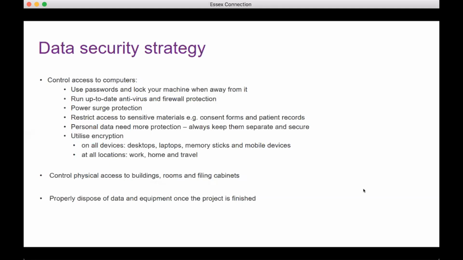And again, the most important thing to remember here is that we need to apply more protection depending on what the data contains. So personal data will need more protection than anonymized data.